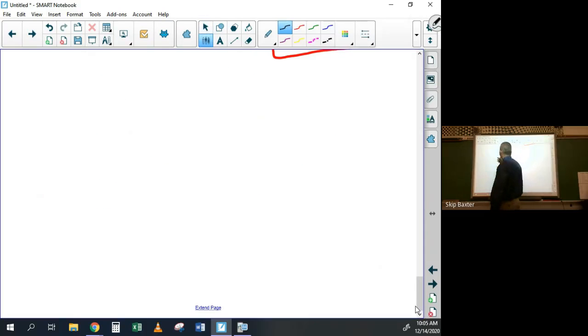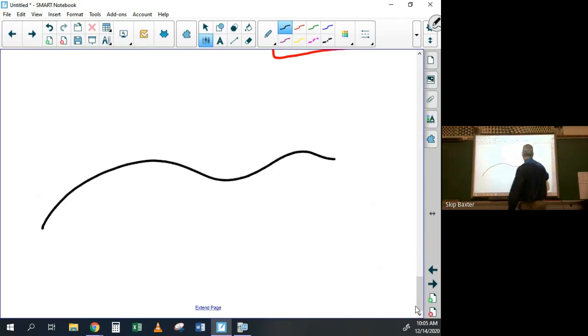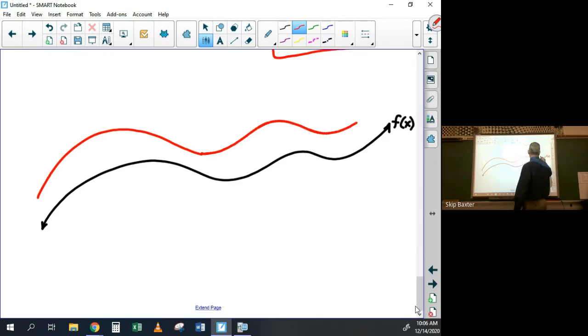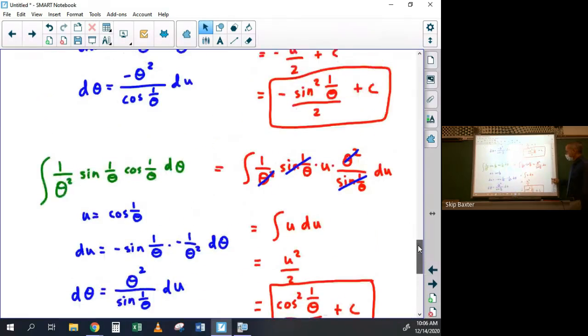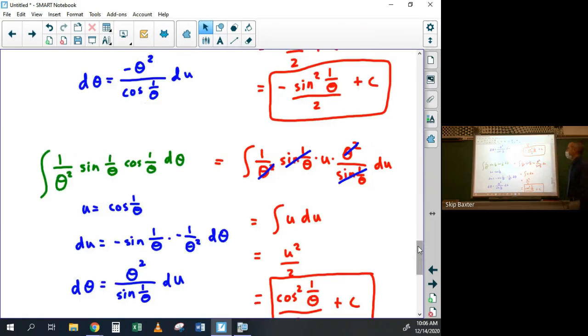If I have one function, f of x, like this, and I want to find a function that has exactly the same derivatives at every point, but it's not the same function, it would have to be like a vertical translation, right? It would have to be like f of x plus something, or minus something, or whatever. So it must be true that these two functions are actually vertical translations of one another.